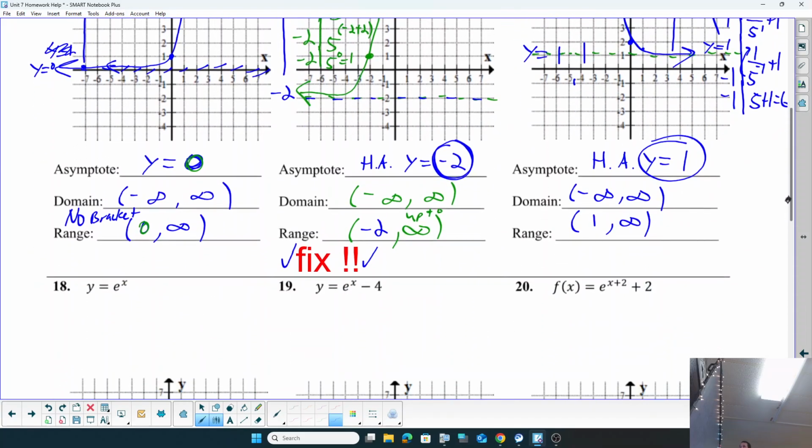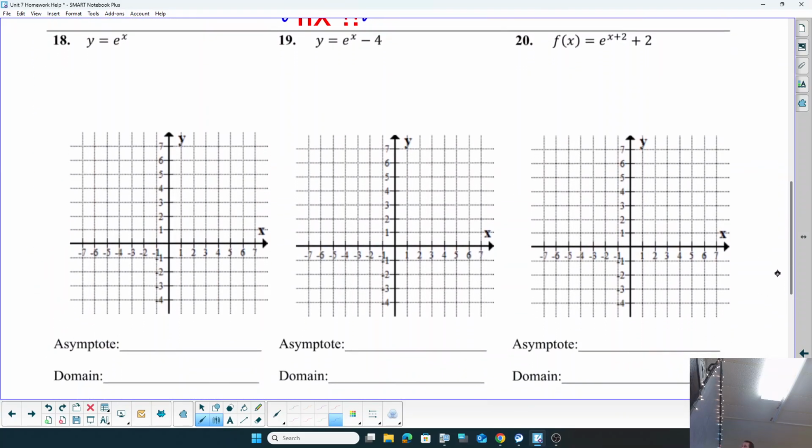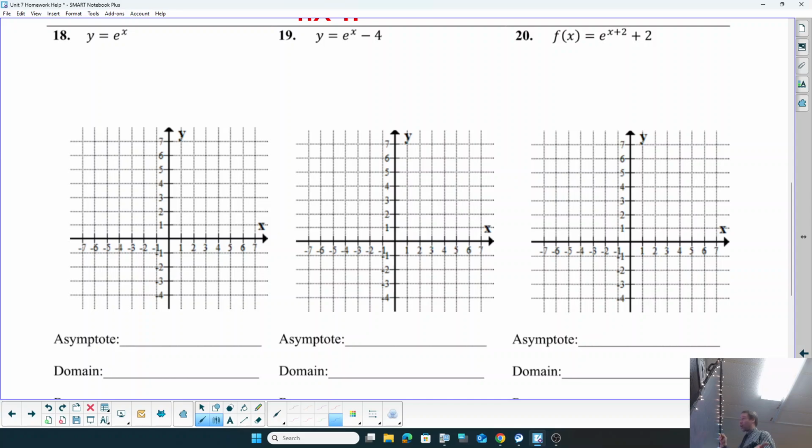So that's number 17. Number 19 is a shift down 4, right? So we go down 4 there: 1, 2, 3, 4. So that's not actually where it is on the y-intercept, but that is where the horizontal is. We have a horizontal at -4. And so that's where our horizontal asymptote is.